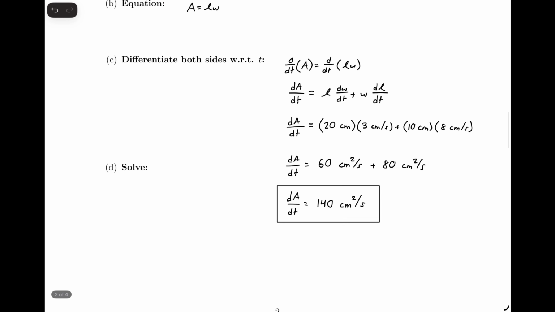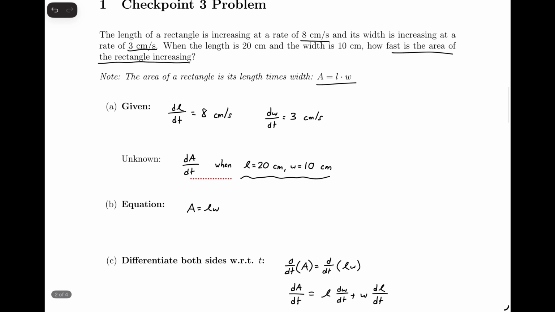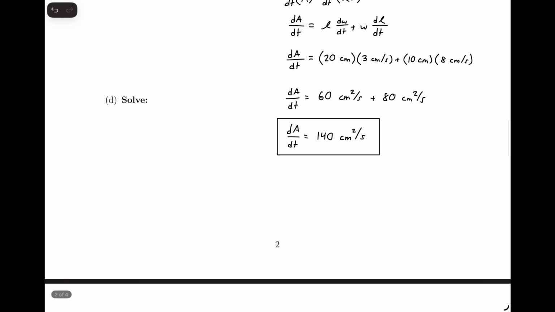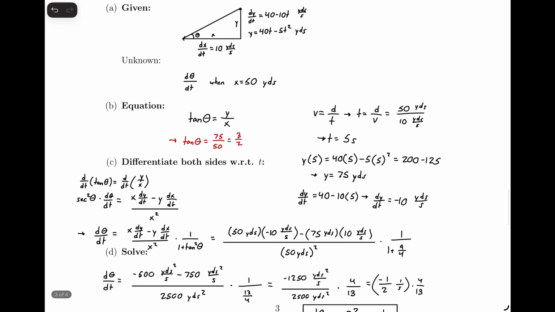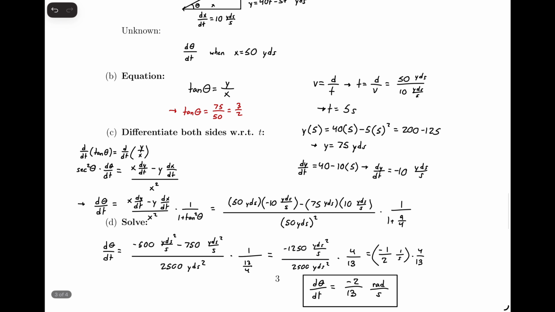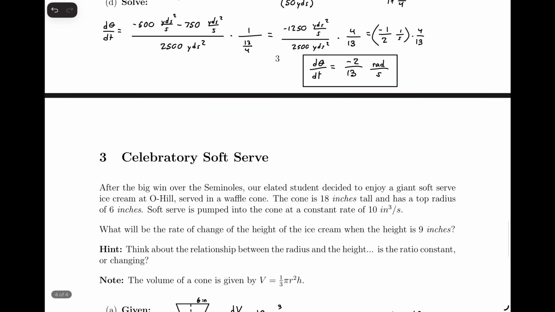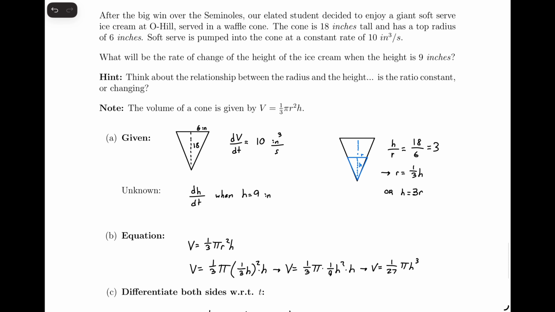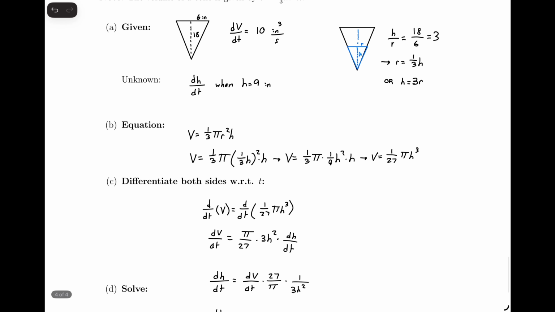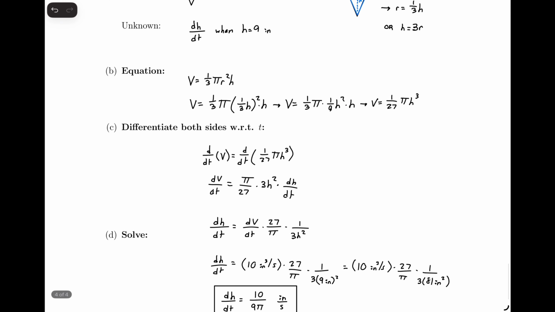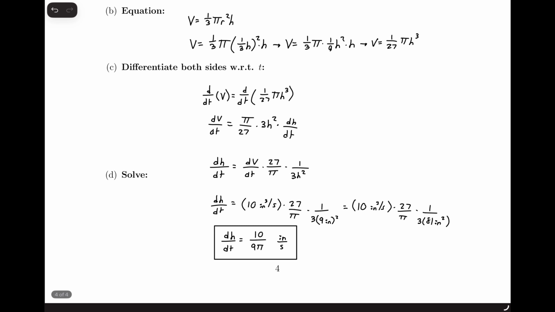But that is the end of this video for related rates. First one, checkpoint 3 problem, pretty simple. We've seen this one before. Second one about the student and the firework, definitely a little bit more work to it, but I think it was pretty valuable just for recognizing what's given, recognizing what we need to solve for, and just sort of thinking outside of the box. And then the third one, also pretty standard, just geometric relationships, but still a worthwhile question. But overall, not too bad.